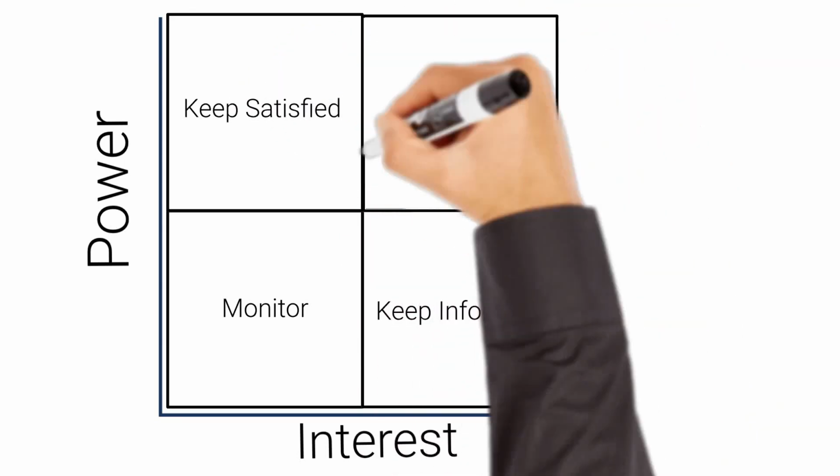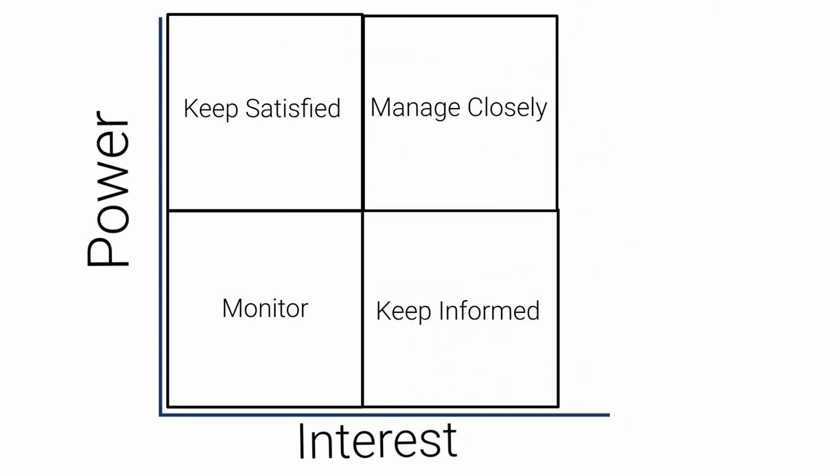which is basically a 4-section graph that categorizes stakeholders according to their levels of interest and influence. By using this method, you can classify each of your stakeholders in the following categories: high power high interest, high power low interest, low power high interest, or low power low interest.